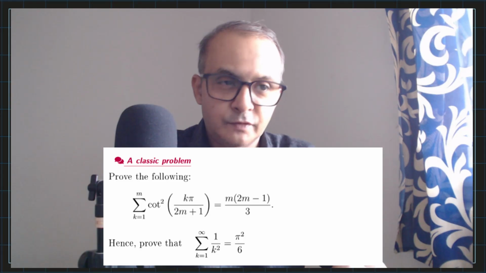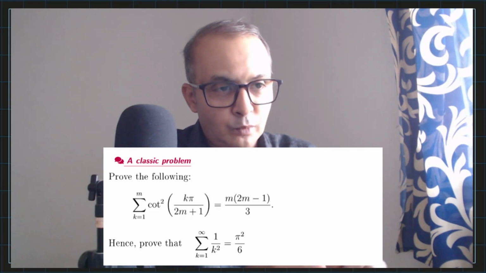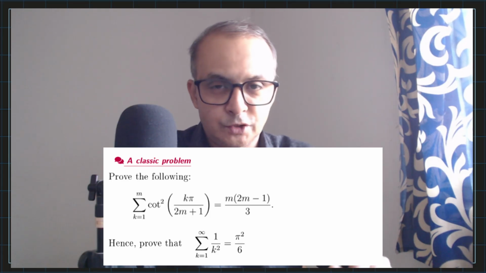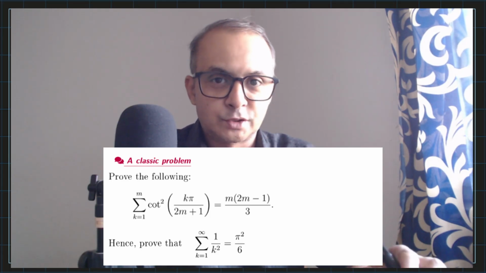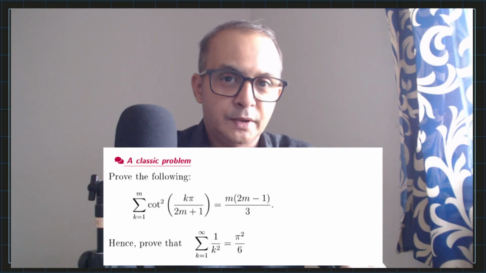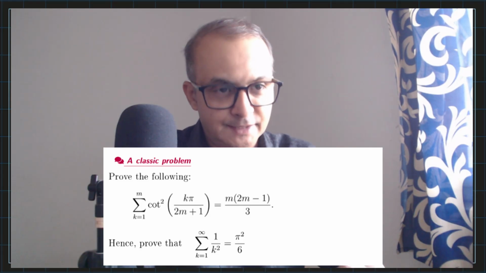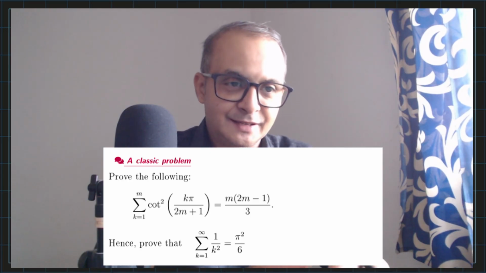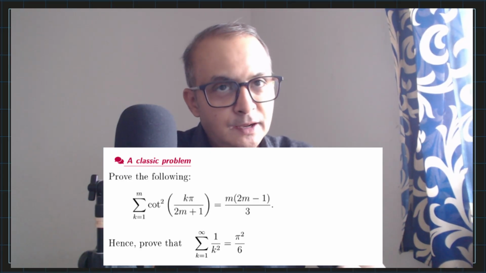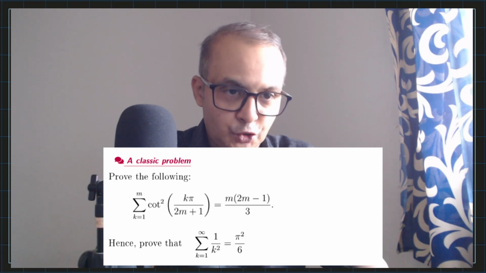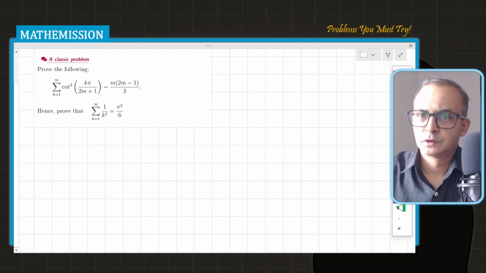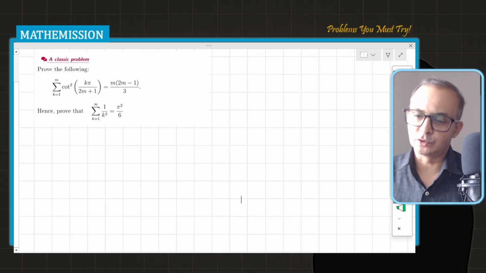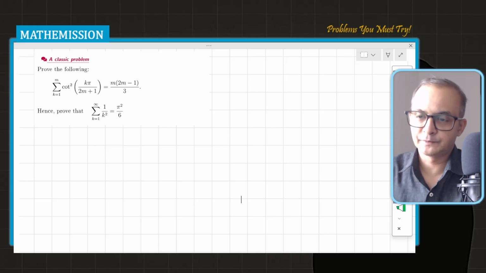From here, we will uncover one of the most famous series in mathematics, that is the summation k goes from 1 to infinity, 1 by k square, and how it appears to be pi square by 6. So today we are not just solving a problem, we are witnessing how finite patterns reveal infinite truths. Let's dive in. The calculation is going to be very lengthy, so we have to have patience.